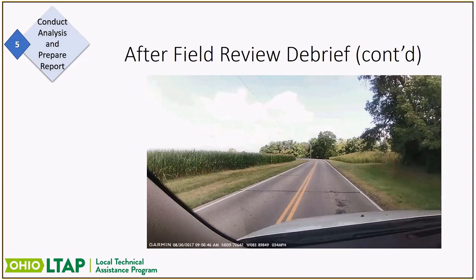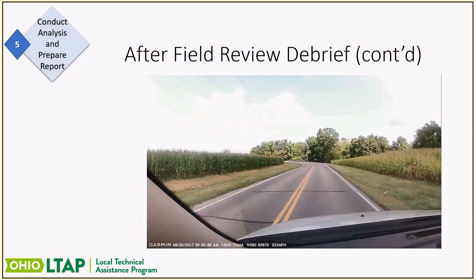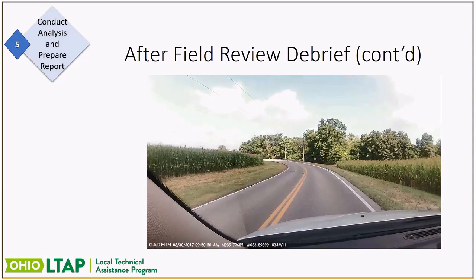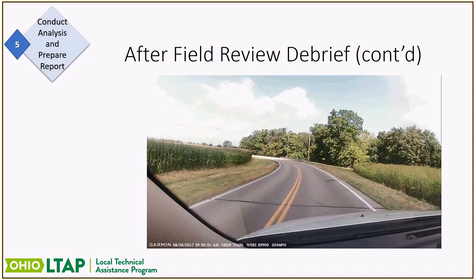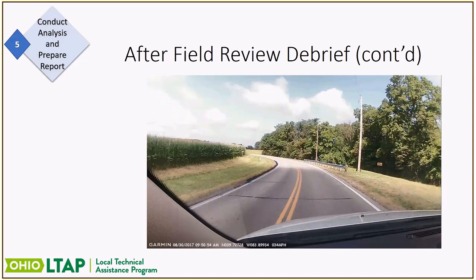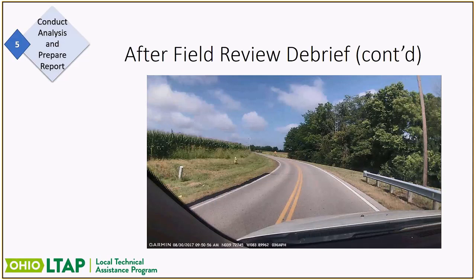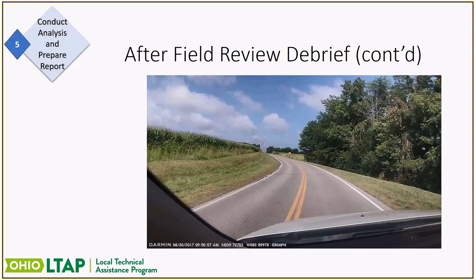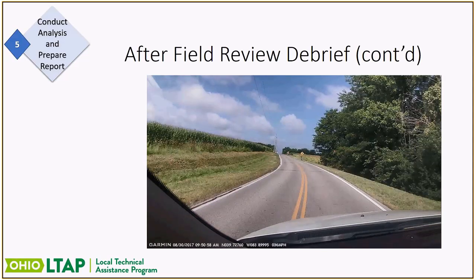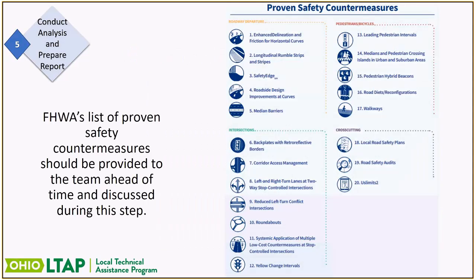We just saw a sign on the right-hand side, an advanced curve warning sign. It had a recommended advisory speed on it. There's an arrow, but it's way back in the distance. So these are all things we were able to view, not only when we were out on the road doing the road safety audit, but once we got back to the debrief meeting.